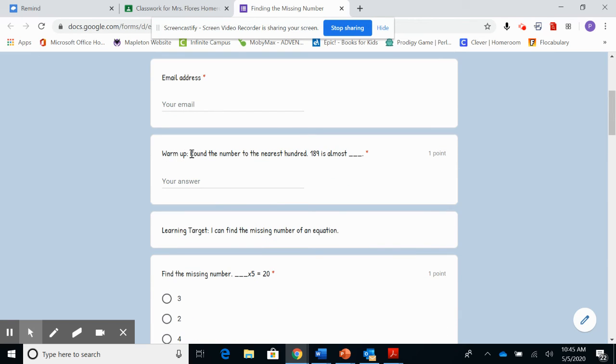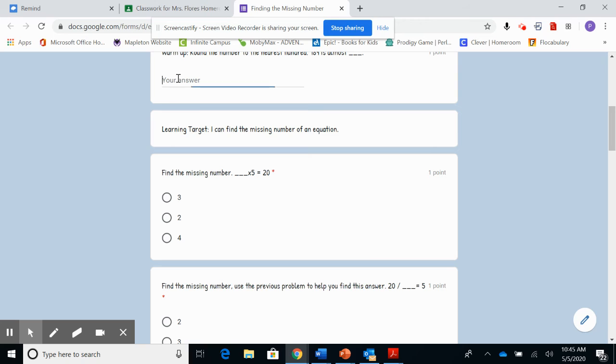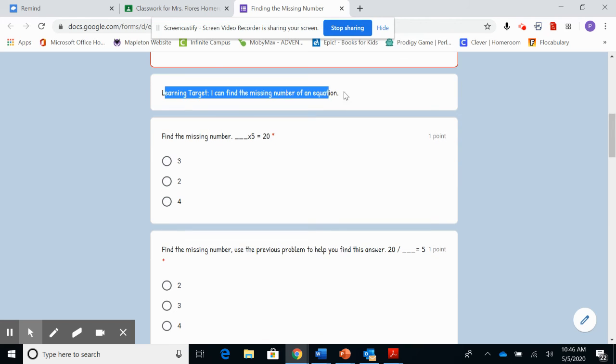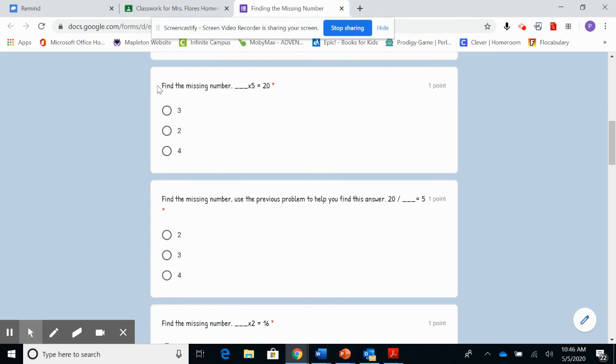Here is your warm-up, so round the number to the nearest 100. So your number is 189, so that is almost what? Type in your answer in number form. Here is your learning target. Here we have to find the missing number. So what times 5 equals 20? You'll select the right answer.